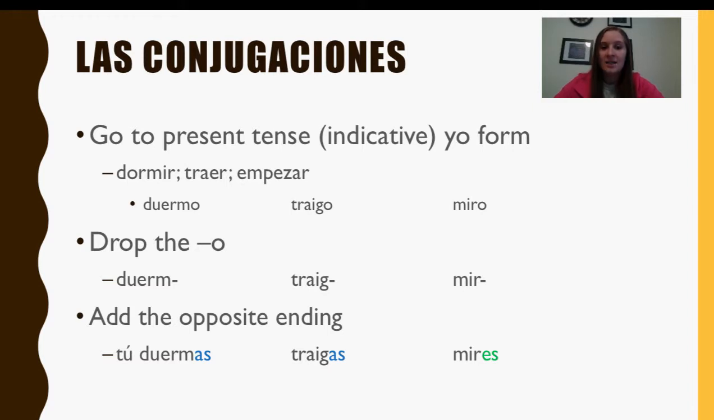AR endings switch to ER endings, and ER endings switch to AR endings. You'll notice also that when you go to the yo form, you maintain the stem change, and if it's irregular, as in traigo, you keep that irregular yo form. Now you'll see that stem changes are a little bit different when we get to the nosotros, vosotros forms. We either have no stem change or a half stem change, but we'll get into that later. Don't worry about that yet.